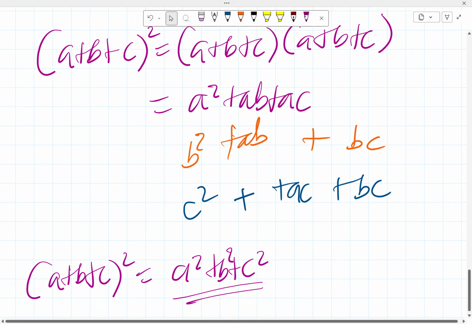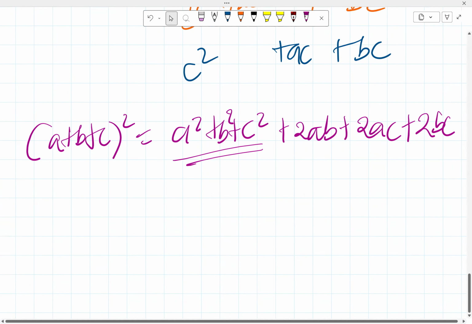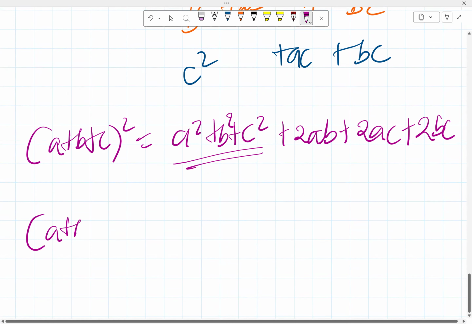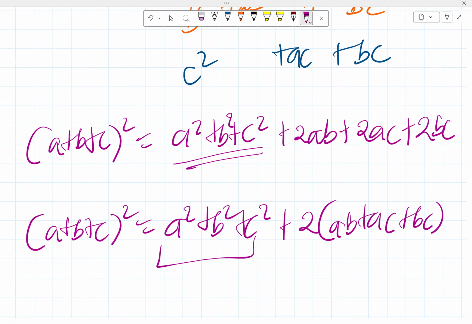And then for the other ones, we have AB and AB, that's 2AB, plus AC and AC, 2AC, BC and BC, we have 2BC. So that means that A plus B plus C all squared is equal to A squared plus B squared plus C squared plus 2 into AB plus AC plus BC. So this is what we are looking for, like I said.